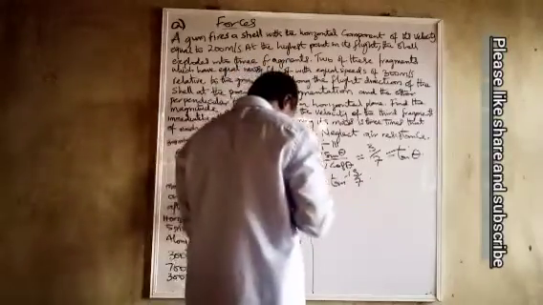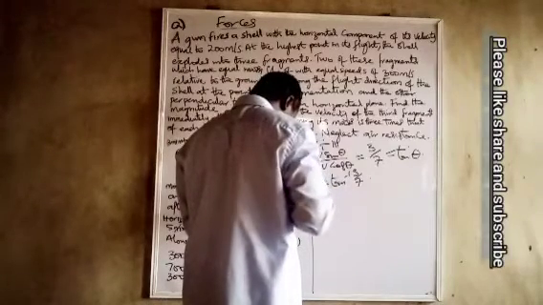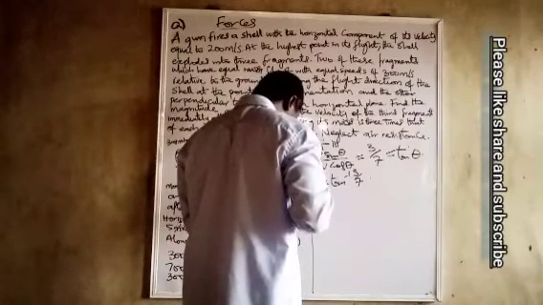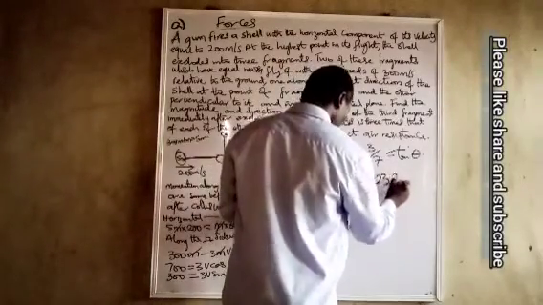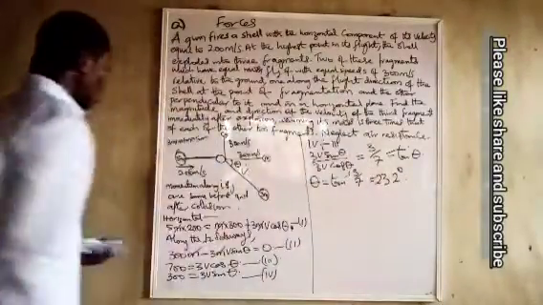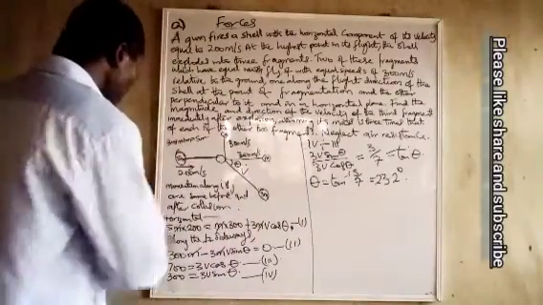And that is equal to 23.2 degrees. So theta is 23.2 degrees. Now, let me find what V is.